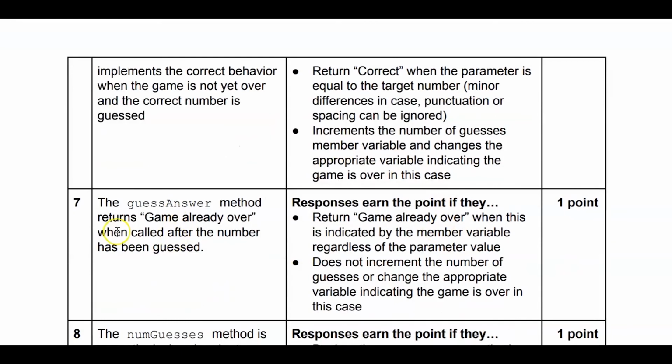Point number 7 is the guess answer method when the game is already over, right? So this is the logic that controls what happens when the person tries to make another guess, but the game is already over. And in this case, did you return game already over when they try to take a guess? And do you not increment the number of guesses or change the appropriate variable indicating whether the game is over in this case? Okay, so that's the third part of the guess answer method behavior.